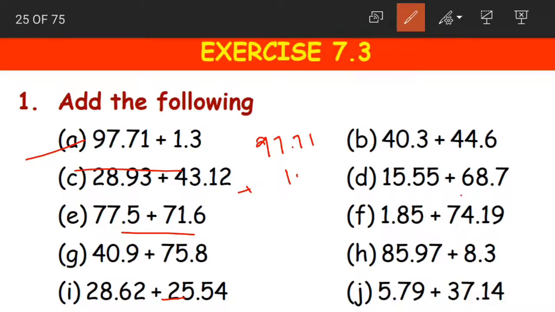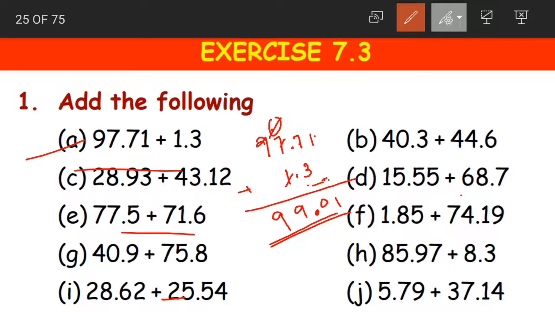97.71 plus 1.3. If you want, you can add another 0 after the 3 to make the decimal places equal. Even if you don't add, the answer would be the same. 1, 10, 1 carried, 7 plus 1 is 8, 8 plus 1 is 9, and 9. Remember to keep the decimal point. 99.01 is our correct answer.